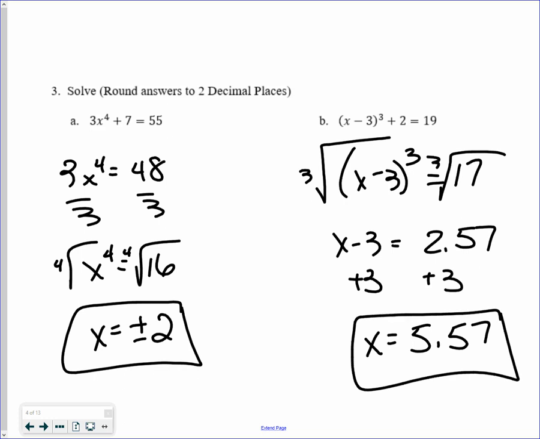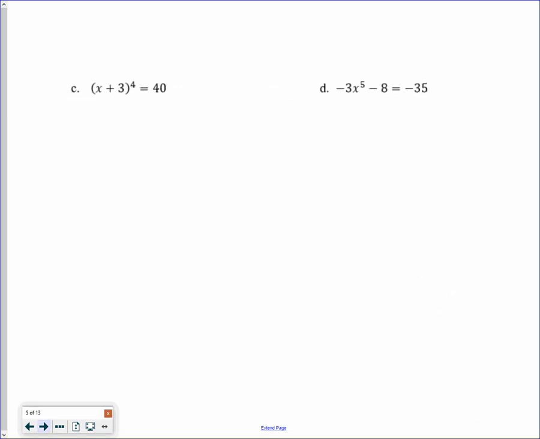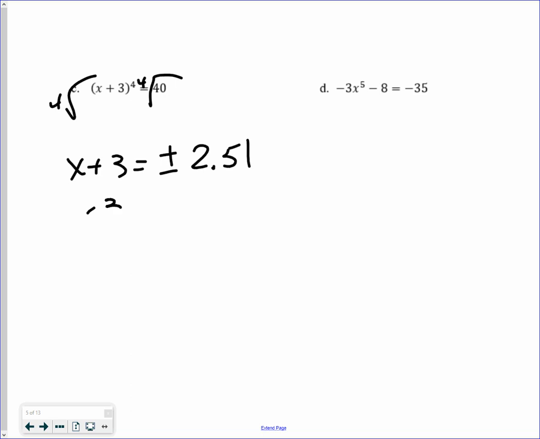So again, isolate the parenthesis. Take the root of both sides. If it's an even root, you need a plus or minus. If it's an odd root, you do not. So here I'm going to take the 4th root of both sides. X plus 3 equals plus or minus the 4th root of 40, which is 2.51. Now I'm going to subtract 3.